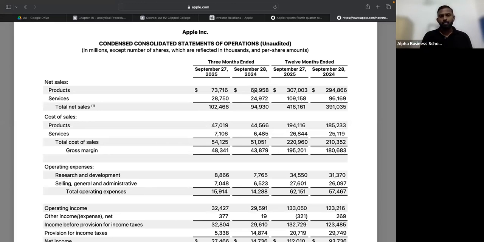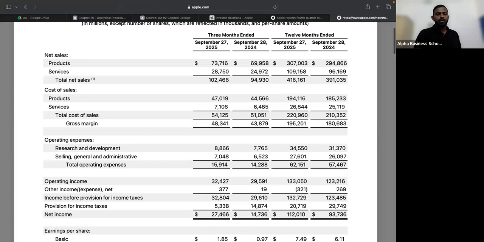So I have a look at it. I'm doing an analytical review. Last year 69 million, this year 73 million. Okay, that's normal. Last year services were 24 million and this year 28 million. Good, they're improving. I can also directly compare the 12 months ended. Net sales have increased to $416 million. So it also has increased. Yeah, good. Apple is doing well.